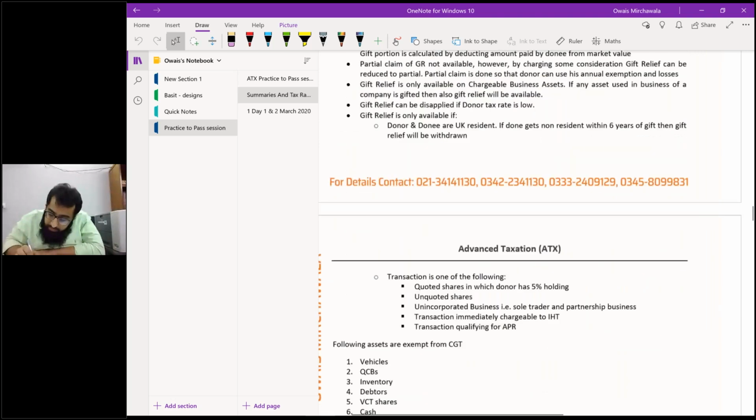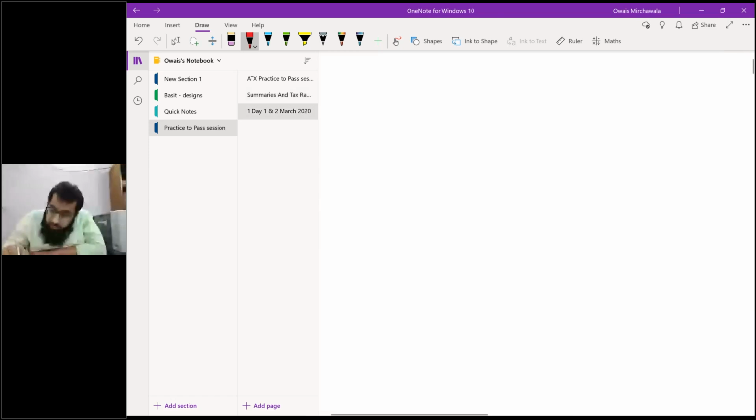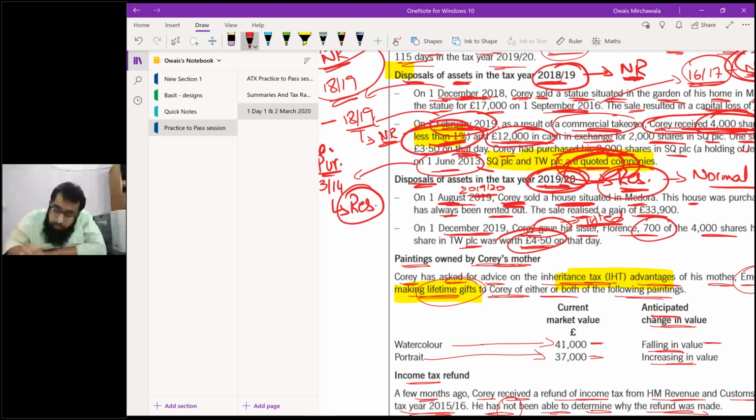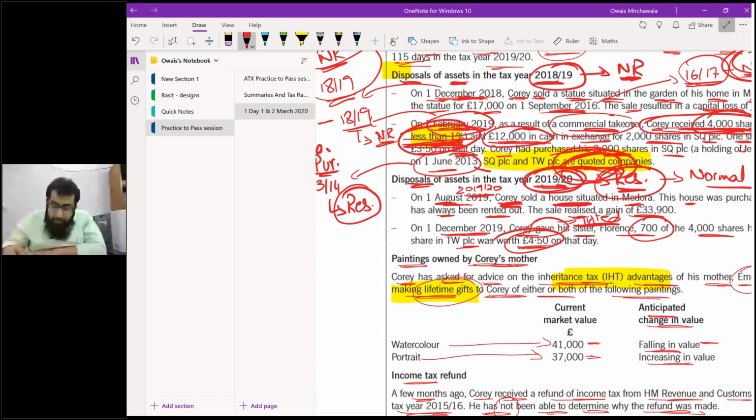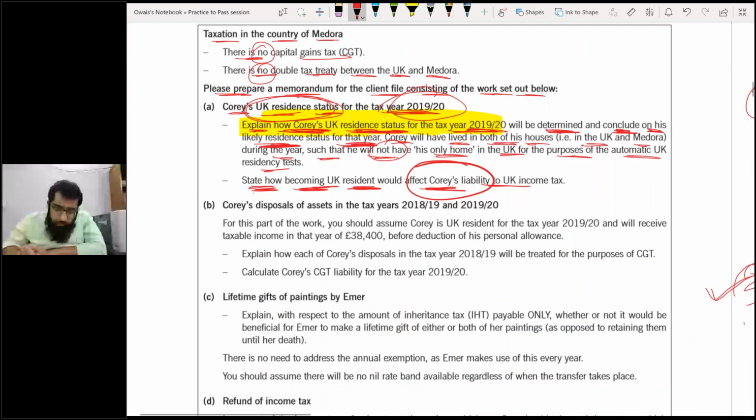Quoted shares in which donor has 5% holding. Unquoted shares, unincorporated business, transaction immediately chargeable to IHT, and transaction qualifying for agricultural property relief. Okay, so these are the quoted shares, and our holding is less than 1%. So in case of less than 1%, there is no gift relief. Okay, so let's come back to the answer. Everyone, please concentrate.